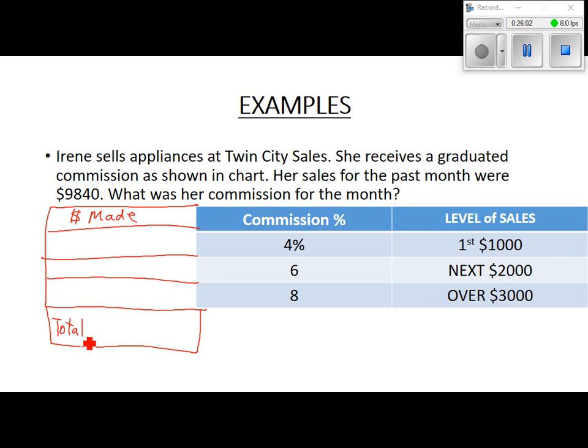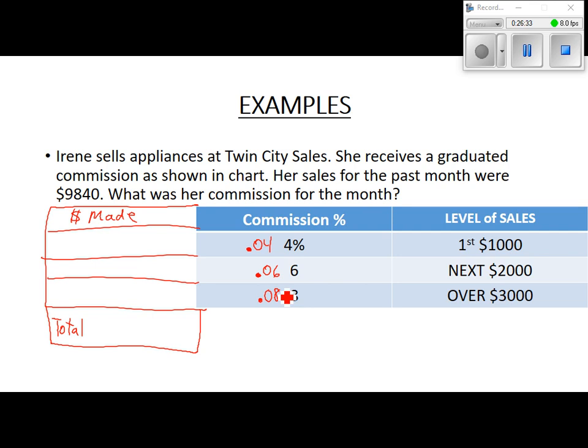Right, grab your calculators and help me out. First thing with the percentage, 4%, how are we gonna change that to a decimal? What is 4% as a decimal? 0.04. So make sure all of these are percentages, so that's 0.04, what's 6% gonna be? 0.06, 0.08. We gotta change it to a decimal before we can do any math with the percentage.